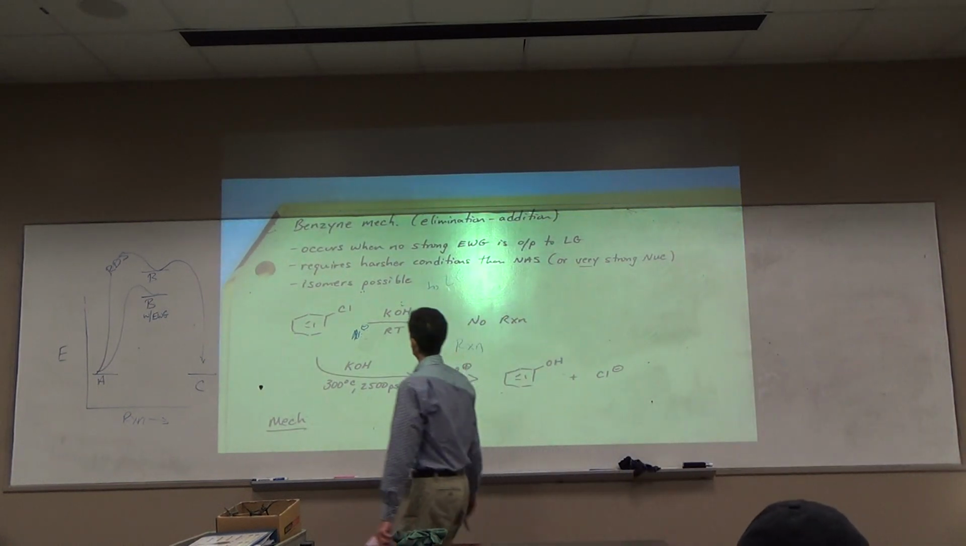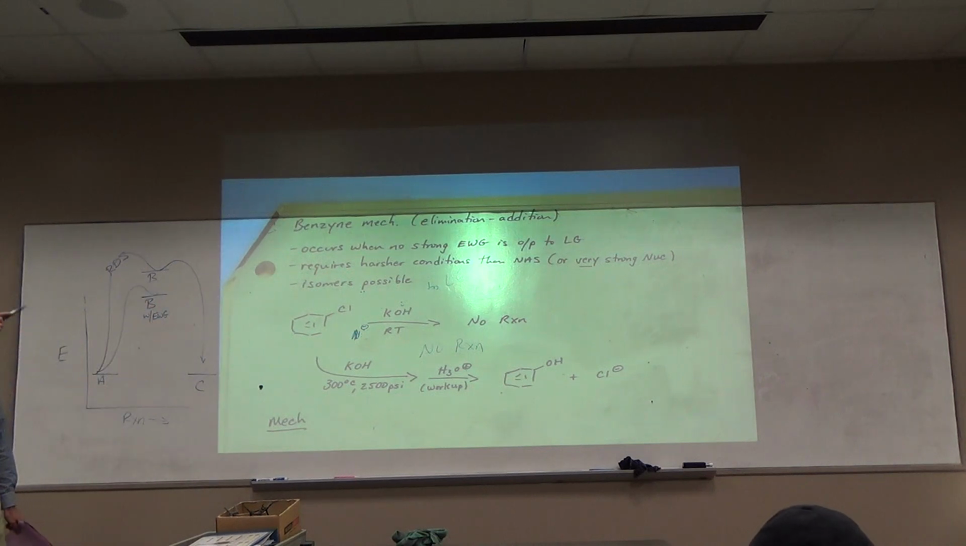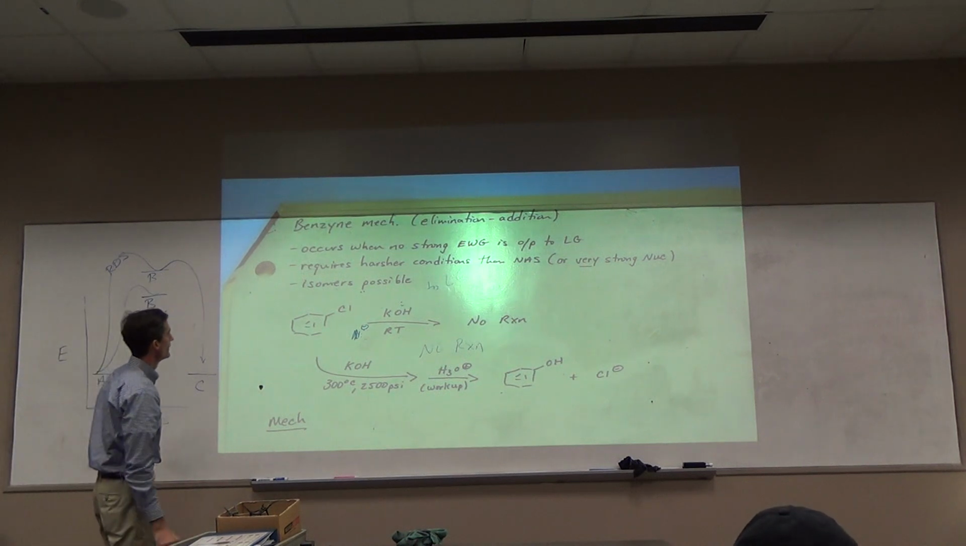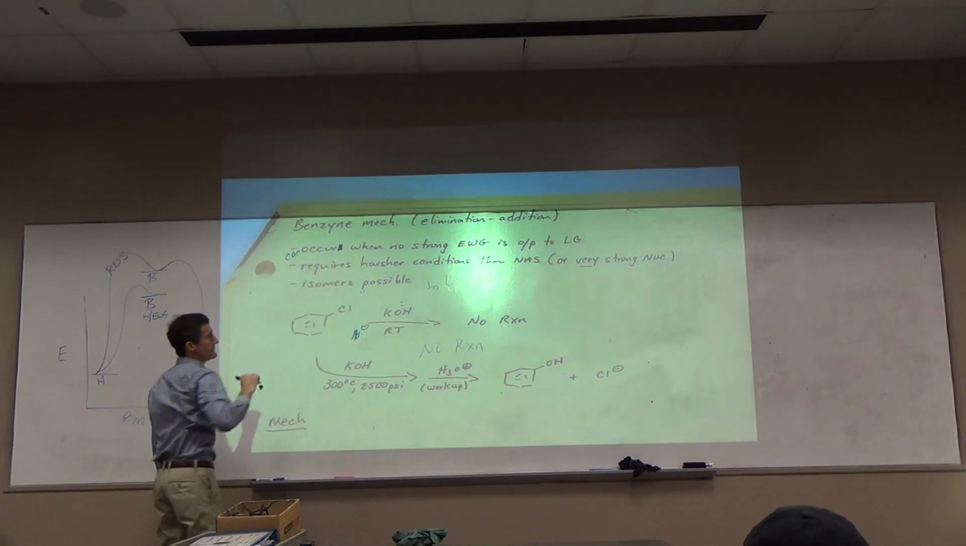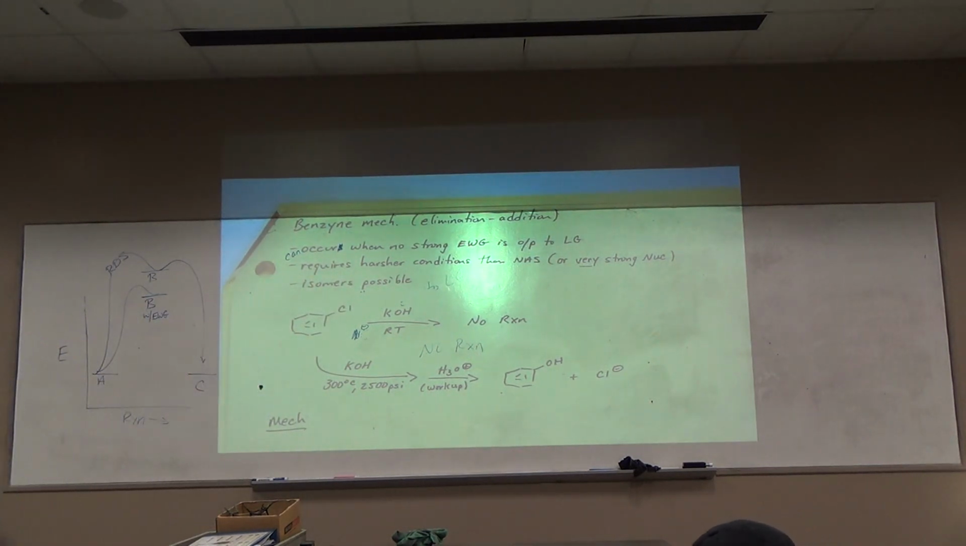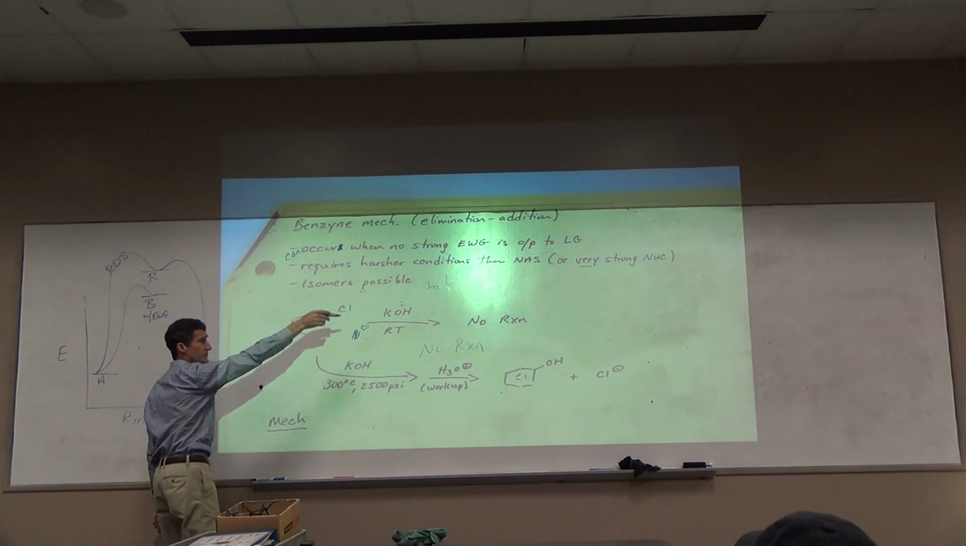Benzyne mechanism occurs when no strong electron withdrawing group is ortho or para to the leaving group. Or it can occur. That might be a little bit better. It's a mechanism that can occur when no strong electron withdrawing group is present. But it requires harsher conditions than NAS, or a very strong nucleophile. And importantly, with benzyne, isomers are possible.